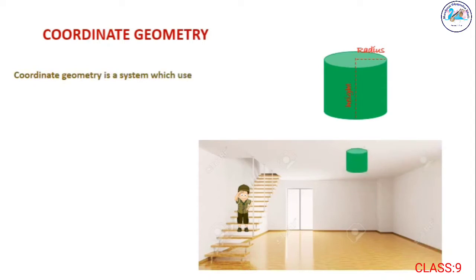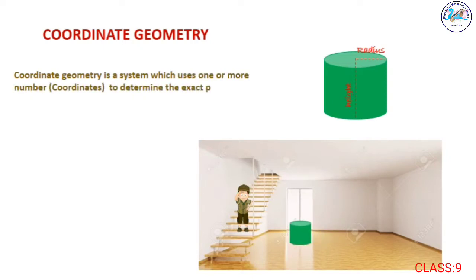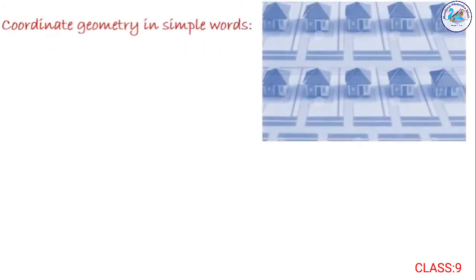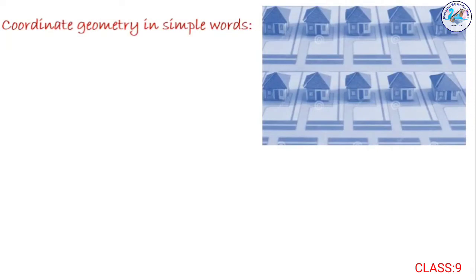Coordinate geometry is a system which uses one or more numbers, called coordinates, to determine the exact position of points or geometric elements. Now let us define coordinate geometry in simple words. Consider a scenario. Suppose you are planning to visit your friend's house the first time. He has given you his house number, that is house number 4. House number 4 is a landmark which is given to you by your friend.